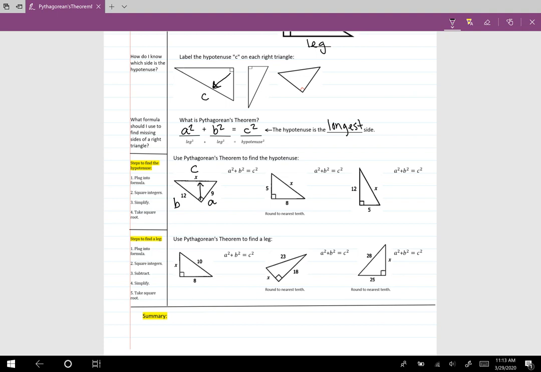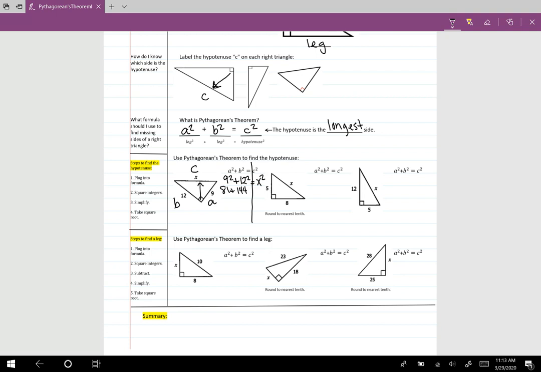Now we're going to substitute the side lengths into the formula to find what we need. So if A is 9, A squared is 9 squared, B squared is 12 squared, and C squared is x squared. And it's an equation. 9 squared is 9 times 9, which is 81. 12 squared is 12 times 12, which is 144.